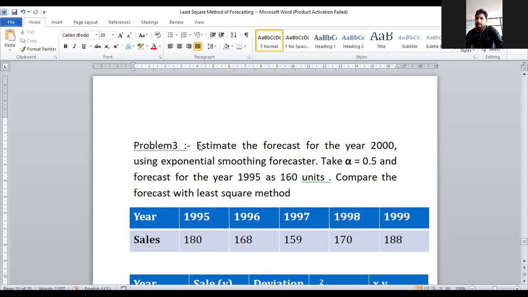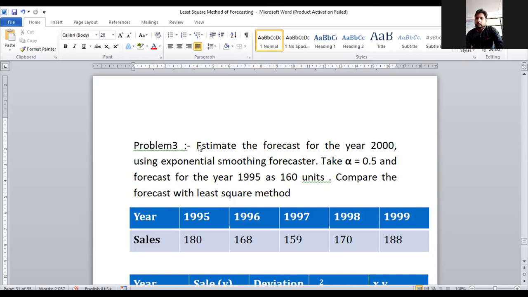Compare the forecast with least square method.